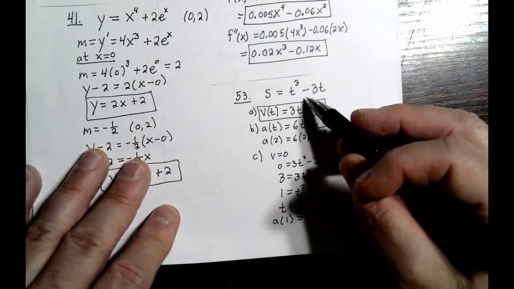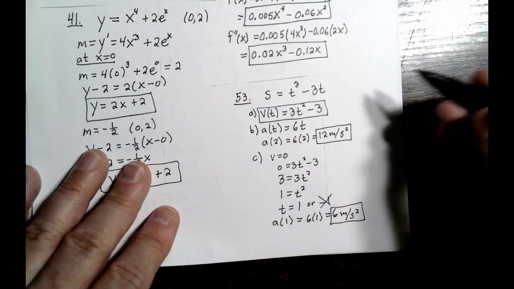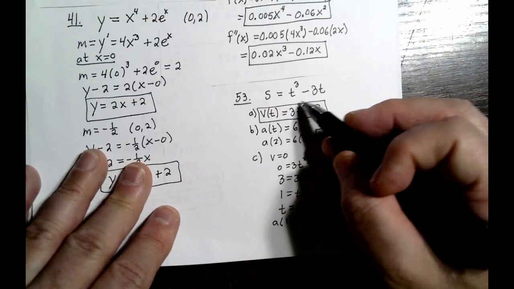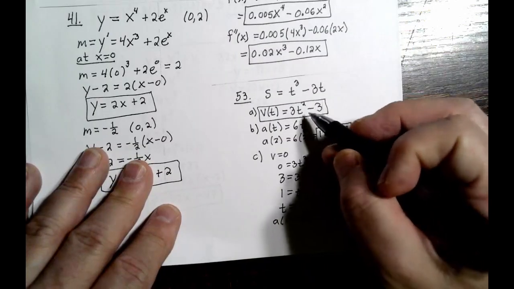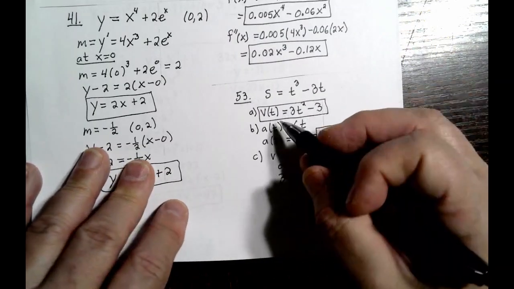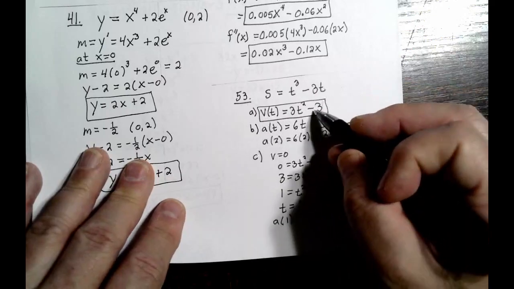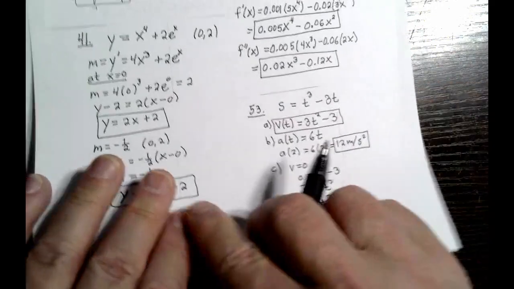This one asks you to find the first and second derivative. So the first derivative is just 3t squared minus 3. The second derivative, this part goes away to 0, but this gives you 6t. So your position is this one, your velocity is this one, your acceleration is that one.